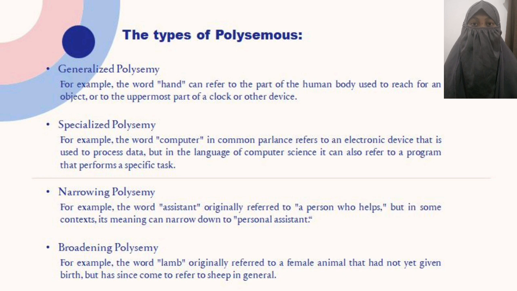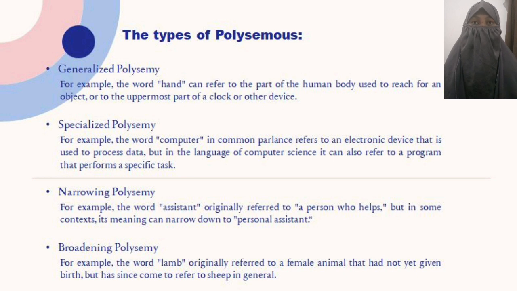Next, generalized polysemy occurs when the basic meaning of a word develops into a variety of more specific or related meanings. For example, the word hand can refer to the part of the human body used to reach for an object, or to the uppermost part of a clock or other device.